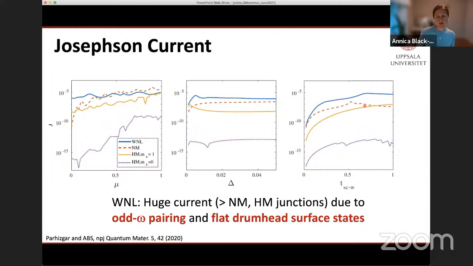And we attribute this huge current, or you can show it in more detail, but we can understand it by saying, okay, so the superconductor sits next to this flat drumhead surface state. So the superconductor sits next to a lot of states in the material it wants to tunnel into. So the tunnel coupling gets very good in this material. And that allows us to have a lot of Josephson current. And since the specific spin structure of the veil nodal loop material makes only odd frequency survive.